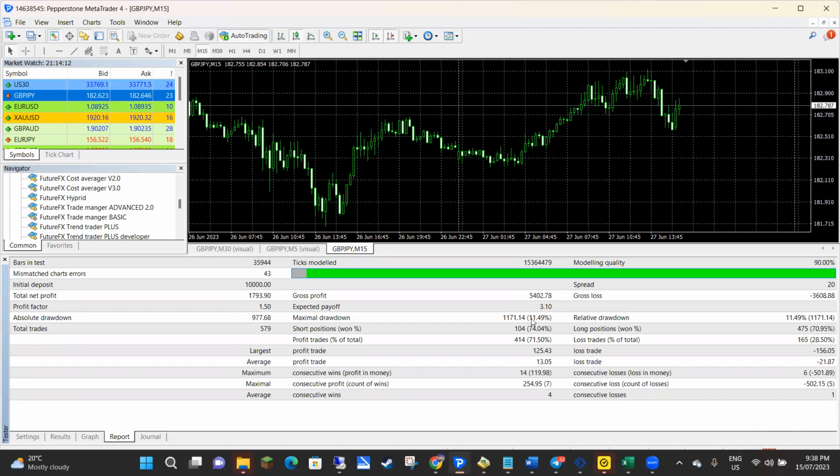And we've incurred a maximum drawdown of 11.49%. Okay, so that's fairly large drawdown. That's not the sort of drawdown you could use if you're on a prop account.